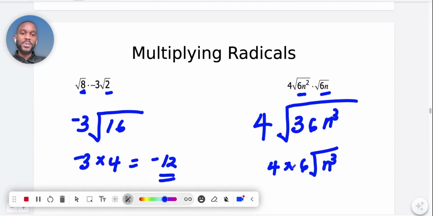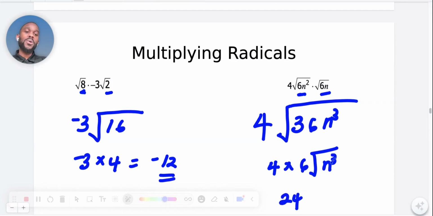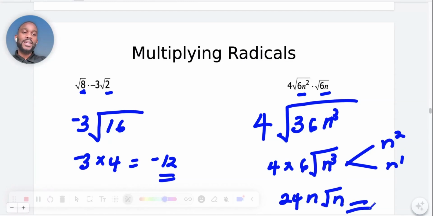Now remember, 4 times 6 gives me 24. Now this n to the third can be broken down into n to the second times n to the first. And the square root of n to the second is n. So n root n. So we looked at this in our previous videos about simplifying radicals. By now we should know this. And if you don't know this, please go back and watch that video. But that is what we get.